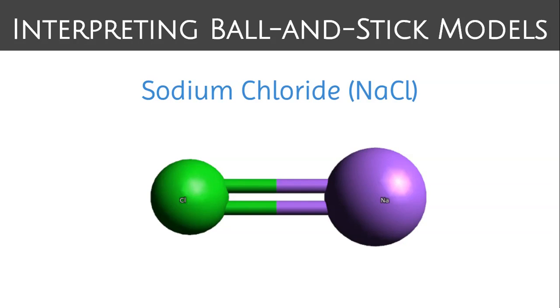So let's talk about interpreting ball and stick models. In this example, we have sodium chloride, or NaCl, the element symbols for sodium and chlorine. This would be an example of table salt. Now we know table salt's chemical formula is NaCl, and it's one example that we looked at quite frequently throughout the lessons we've been doing the past couple weeks.